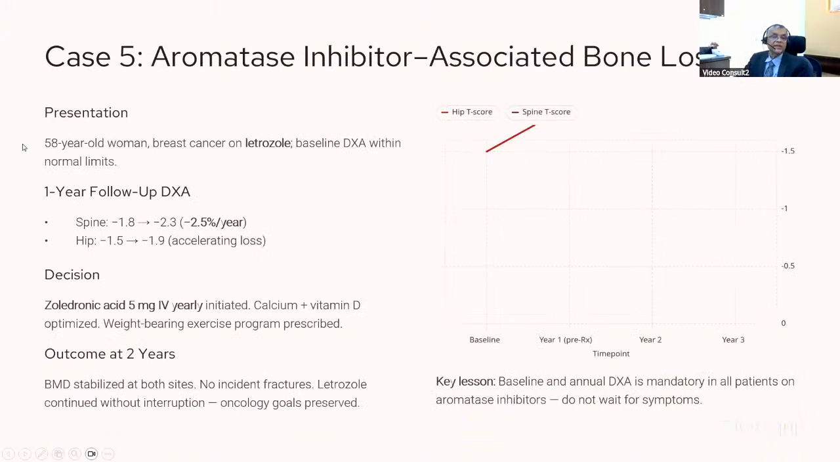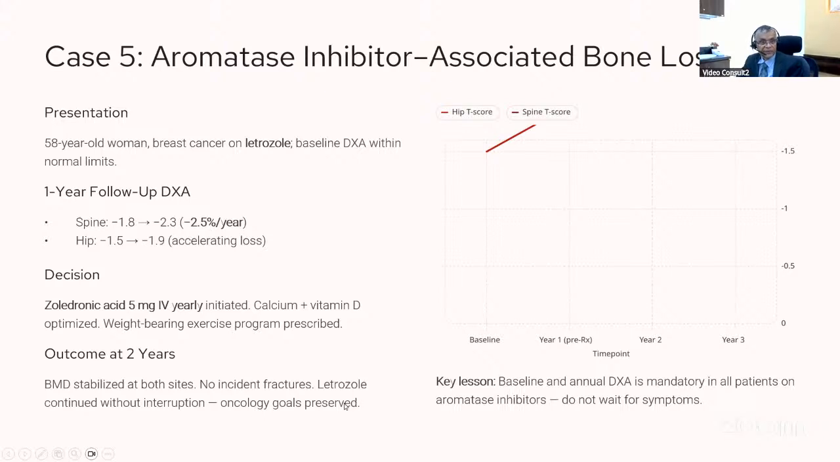Now, aromatase inhibitors in patients who are treated for breast cancer with letrozole. Baseline DEXA is within normal limits. On follow-up, it becomes minus 2.5 per year. So the hip also shows accelerating bone loss. Zoledronic acid is initiated along with calcium and vitamin D. Weight-bearing exercise is prescribed. Outcome at the end of 2 years: BMD stabilizes at both sites. No incident fractures. Letrozole continued without interruption.